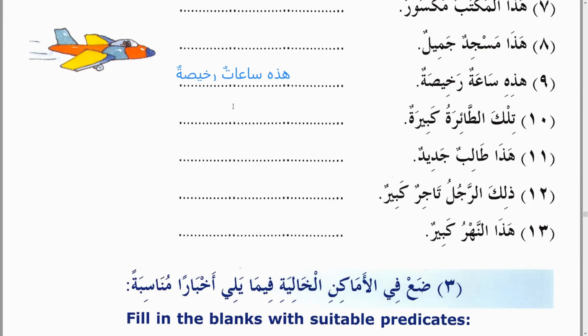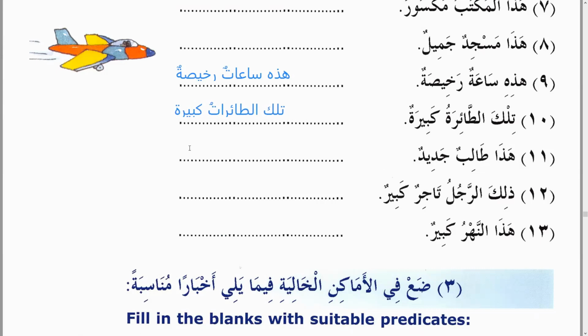Tilka al-ta'iratu kabiratun. Again the same thing happens. Tilka remains tilka, because it's feminine singular. But now we have tilka tuyur. Sorry, it's not tuyur, it's ta'irat. Tilka ta'iratu, planes, kabiratun. Those planes are big.